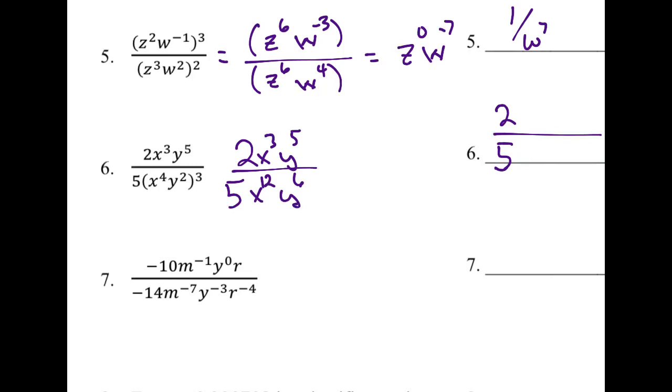Okay, x cubed on top, x to the 12th on bottom. So 3 minus 12 is -9. That's on top, so it has to go on the bottom as a +9. 5 minus 6 would give us y to the -1, which again is on top. So it has to move to the bottom as a y to the first.